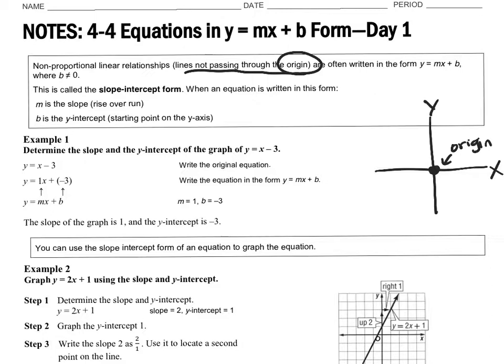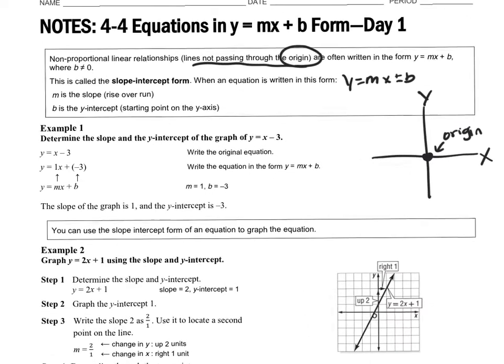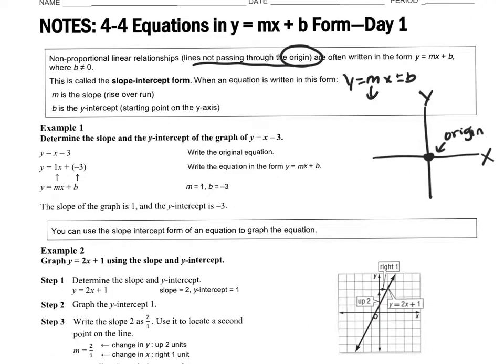Slope-intercept form is this y equals mx plus or minus b form. m is the slope. Remember, we talked about that, and I tried to drill it into your head: it's the rise over the run. And b is your y-intercept. It is where it crosses the y-axis.